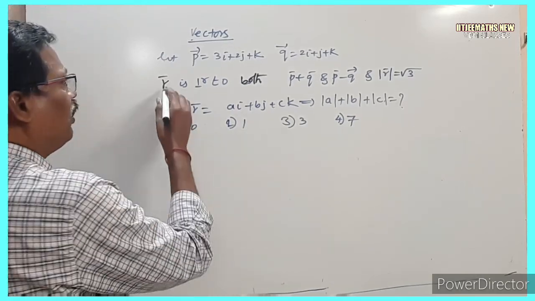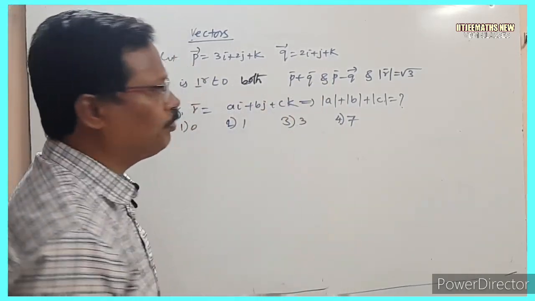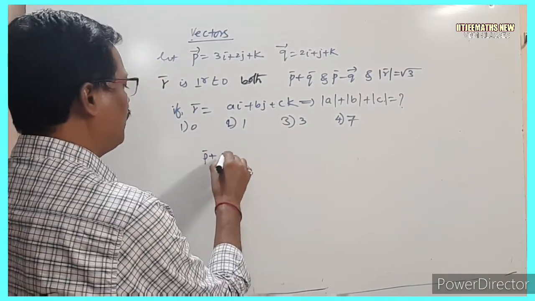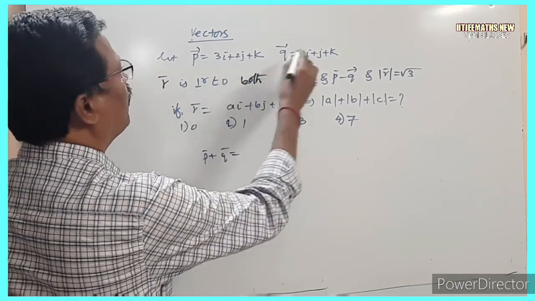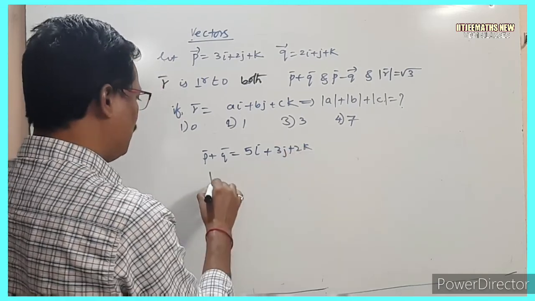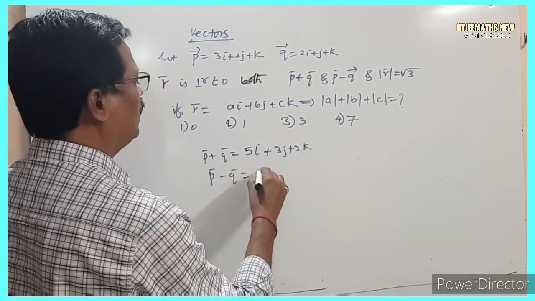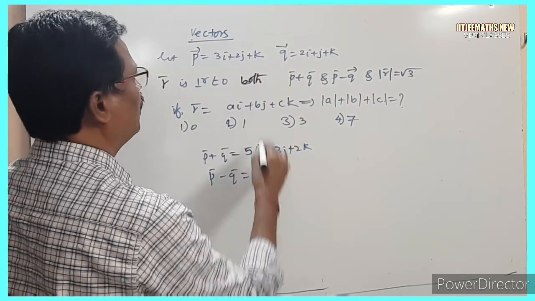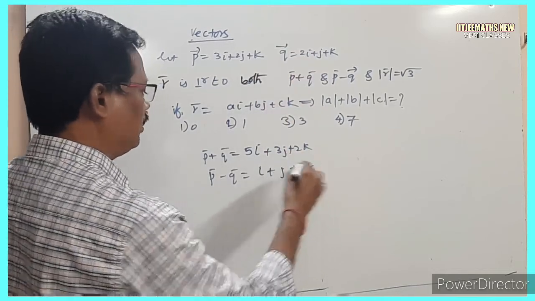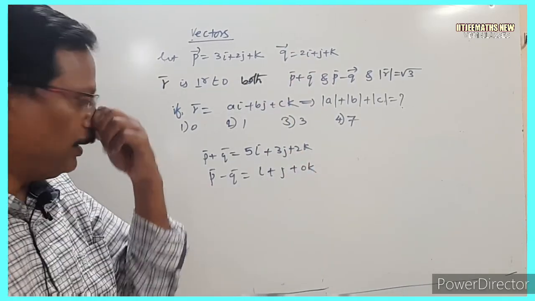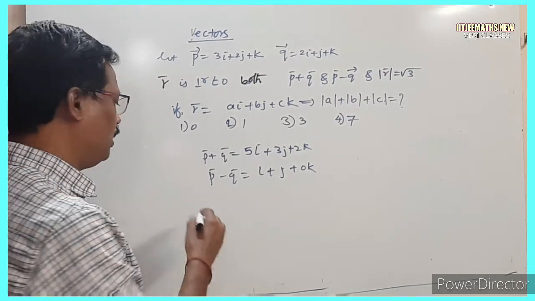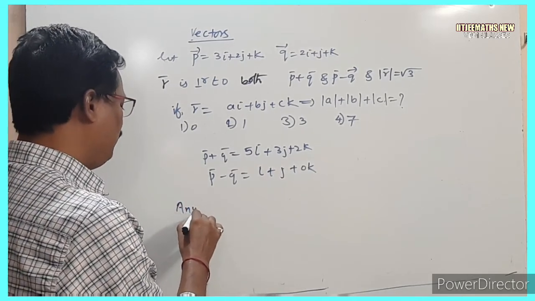Now see that the R bar vector is perpendicular to both P bar plus Q bar and P bar minus Q bar. Now P bar plus Q bar is 5i plus 3j plus 2k. What about P bar minus Q bar? That is 3i minus 2i, 2j minus j, and k minus k, that is 0k. Right? Any vector perpendicular to P bar plus Q bar and P bar minus Q bar, right?